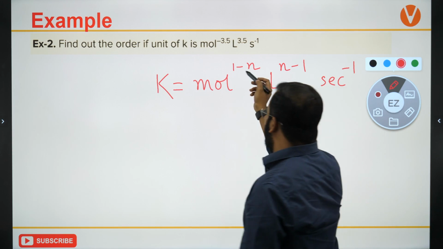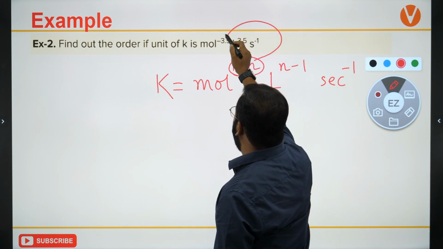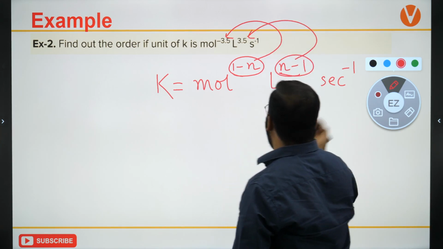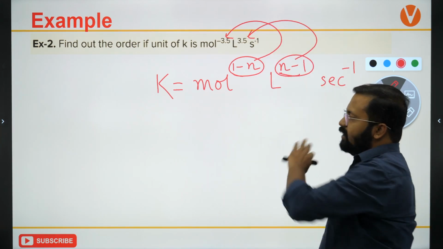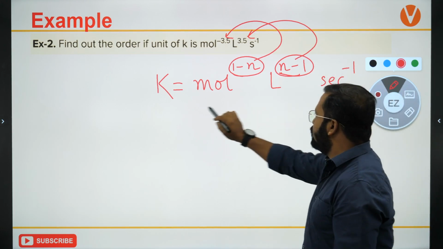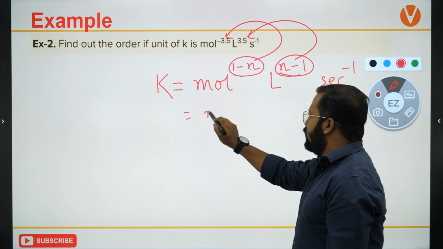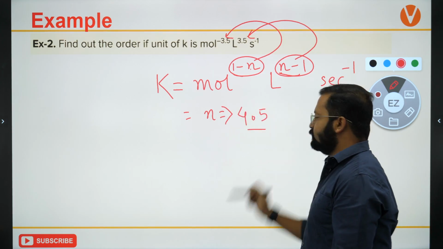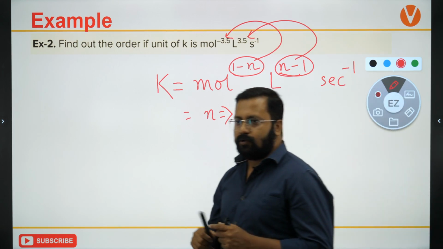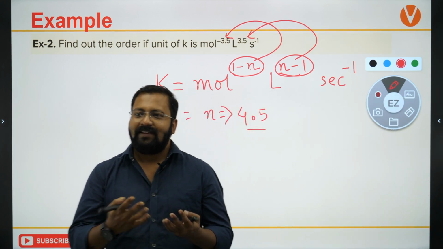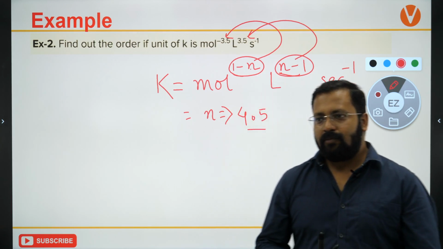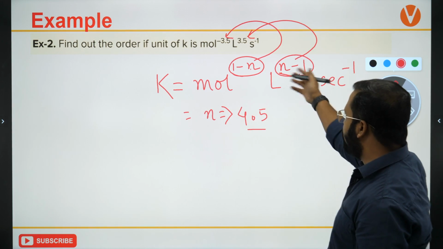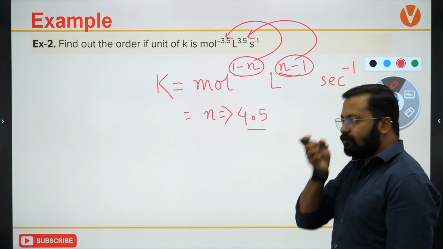Okay, so 1 minus N is minus 3.5, so N minus 1 is 3.5. Second, the power for second is not going to change, it will not depend on the order. So the N value will be equal to 4.5. Easy question, without any problem you will be able to do it. It will be 4.5. Look carefully. It will be 4.5.